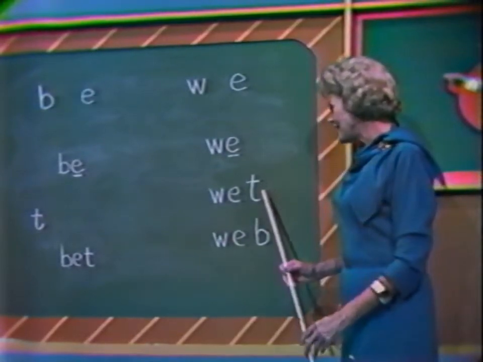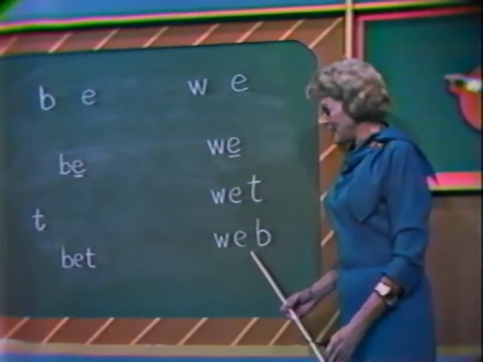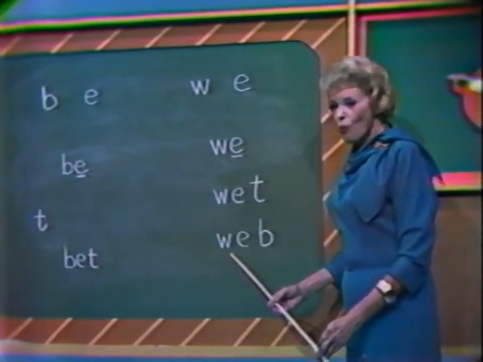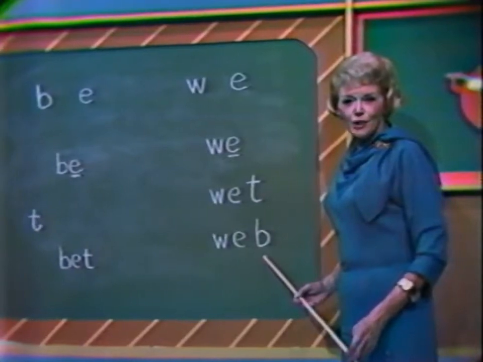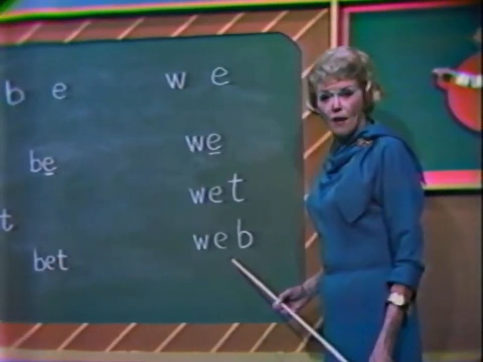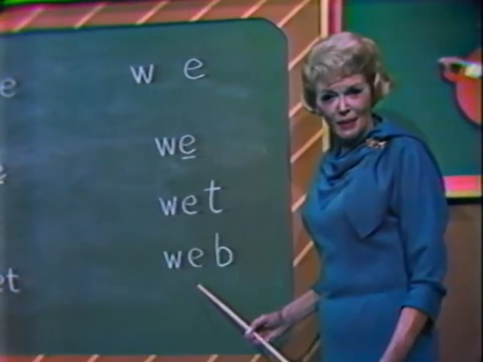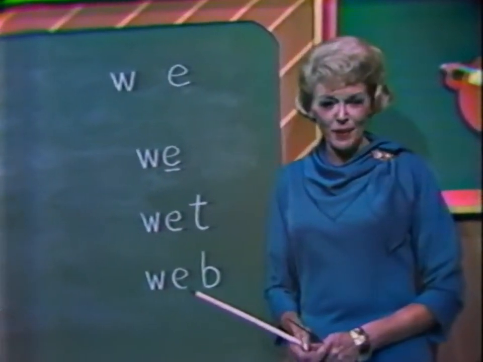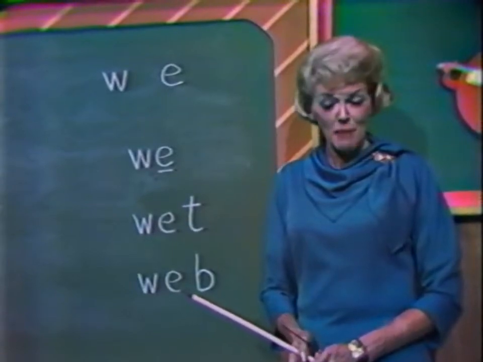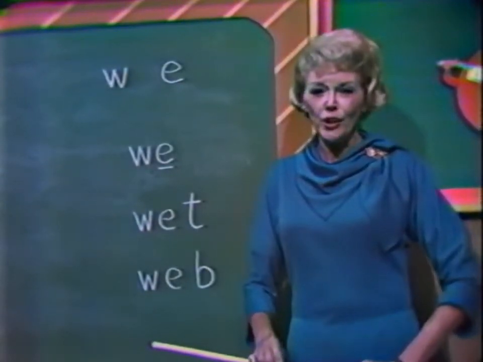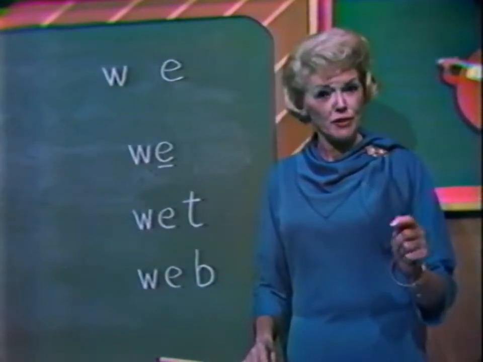Even when we change the T to a B, the E is still in the middle, and the word becomes web. The spider spins a web. The vowel E is still short because it's in the middle. So you see how you can build and change words every time you add another letter or change one. You get a different word and sometimes a different sound.